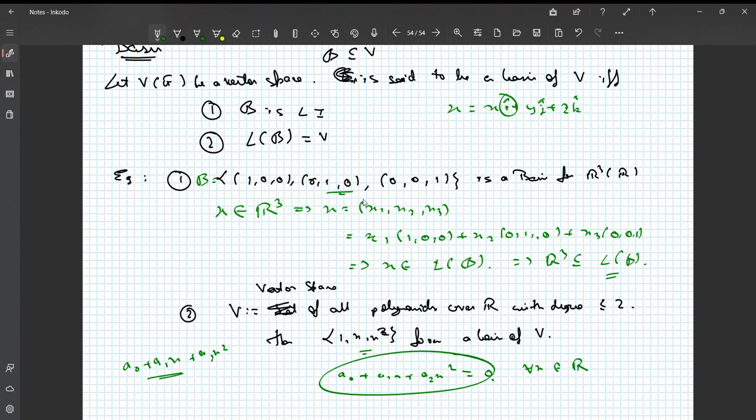Therefore, the only possibility is that this polynomial is itself the zero polynomial. Another way of saying it is that the scalars, I mean the coefficients, are all zero. Clear?